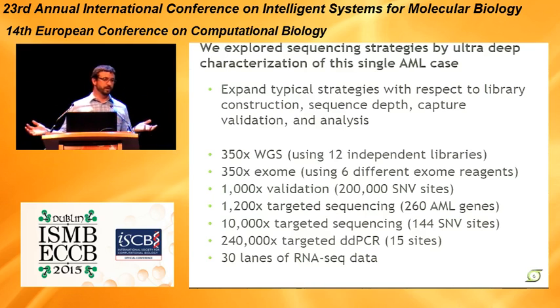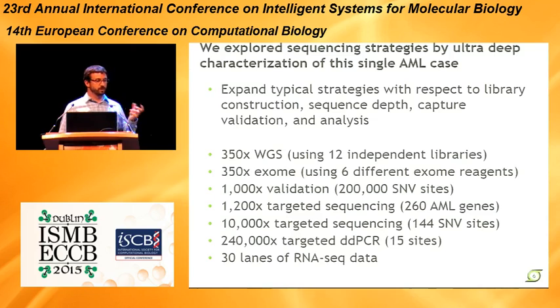So we did multiple independent libraries. We selected different sizes of DNA fragments for those libraries and produced replicates of each of those. We did about 350x exome sequencing using 6 different exome reagents or providers. We selected 200,000 putative single nucleotide variant sites and designed a custom capture reagent, and then used that to capture DNA and sequenced that to about 1,000x.